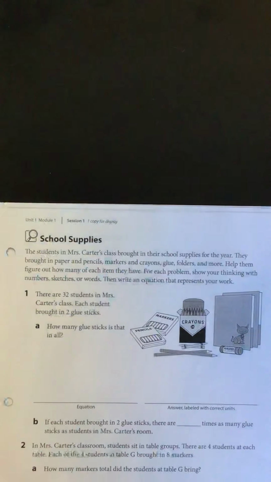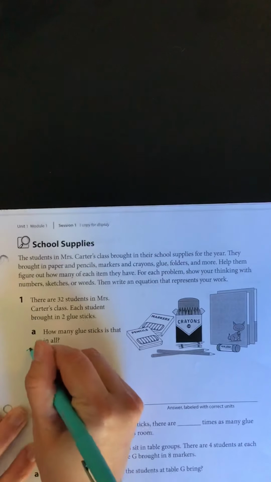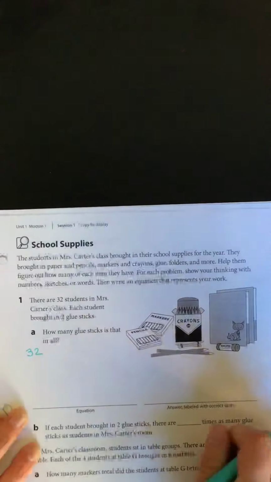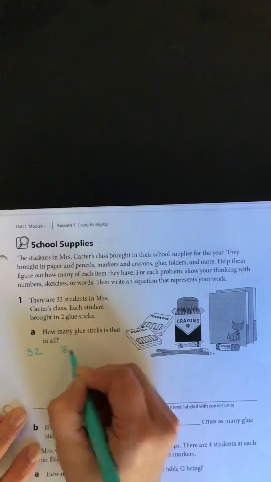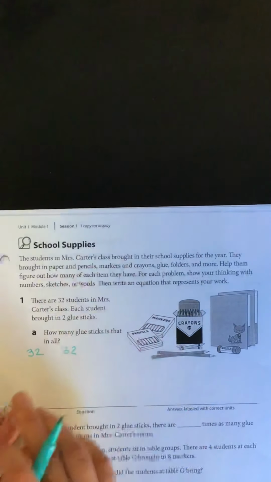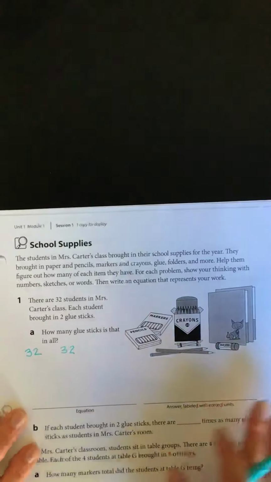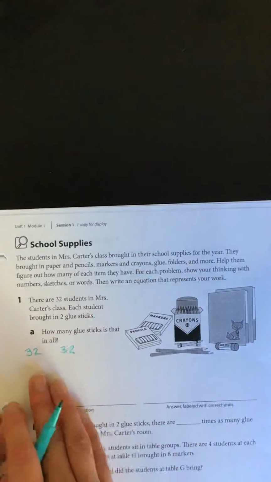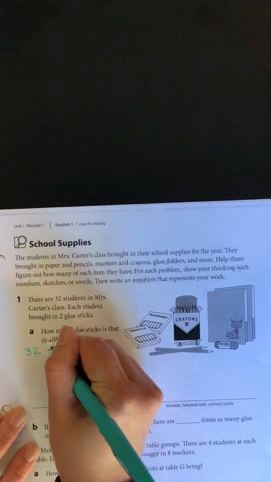Okay, so we have 32 students, right? And they each brought in 2 glue sticks. So if they each brought in 1 glue stick, I would know that they brought in 32. Well, they each brought in another glue stick, so that's another 32. But we can't just write that down. We've also got to figure out what the total is. So one way to figure that out is to know that we need to add these two. So 32 plus 32.